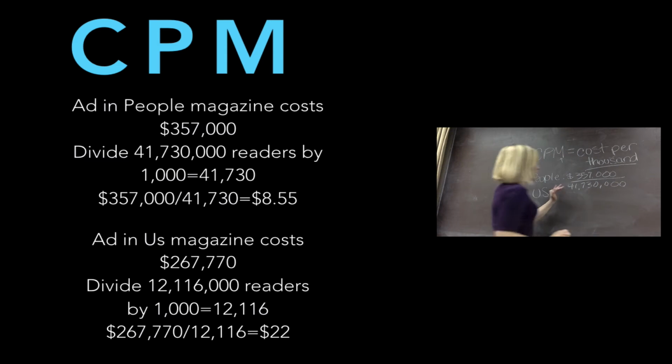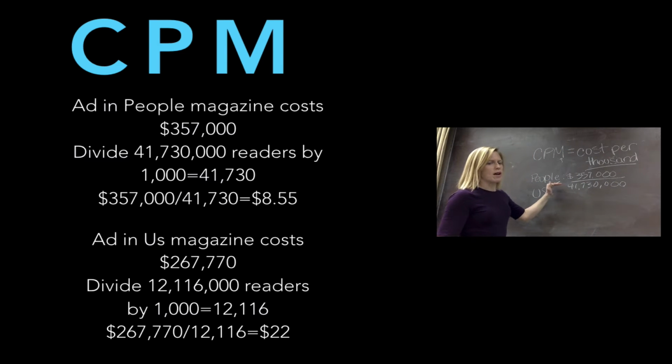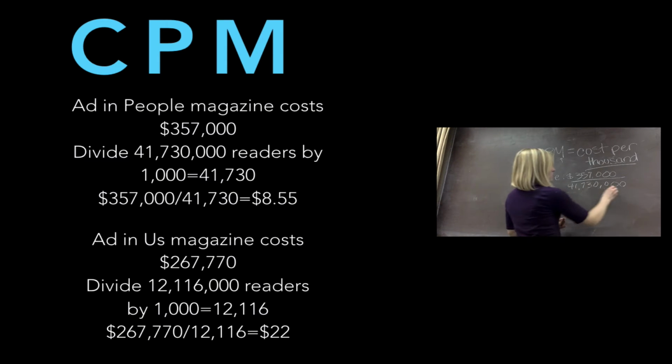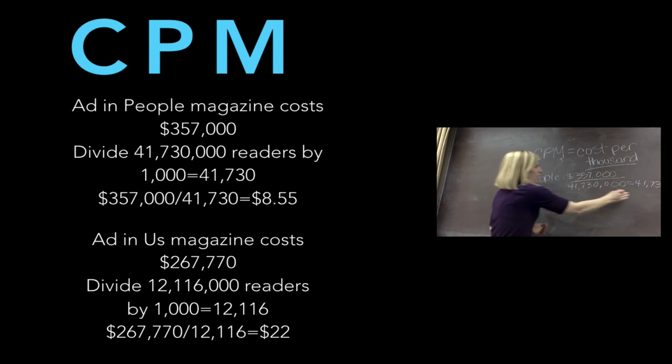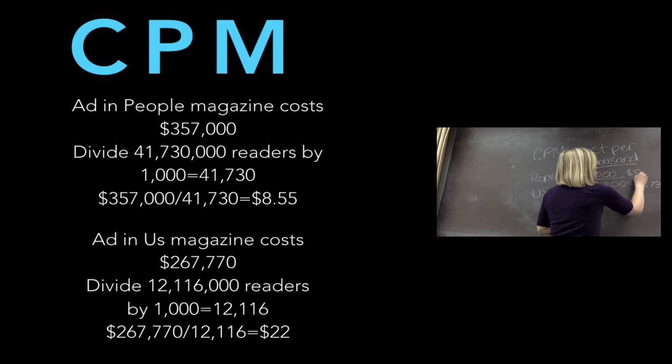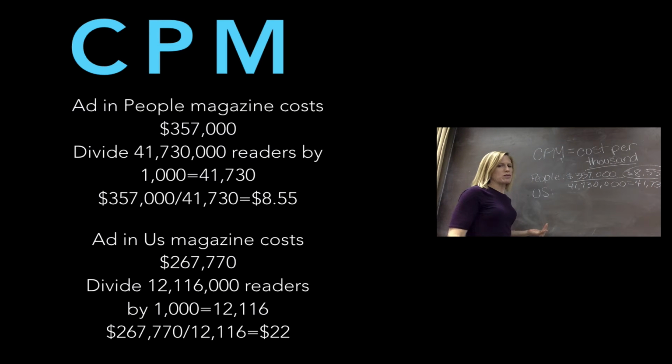And then the audience for People is 41,730,000. So we need to do a little bit of calculation on this number because this is in millions. We need to figure out how many thousand that is. Because we're measuring cost per thousand, how many thousands are we talking about? So we just divide this by 1,000 and we get 41,730. So then I would take the cost of the ad and divide it by the number of thousands that it would reach, and it tells me that for each 1,000 I'm going to pay $8.55. So that's my cost per thousand for People.